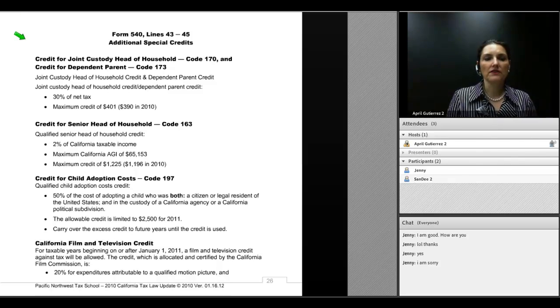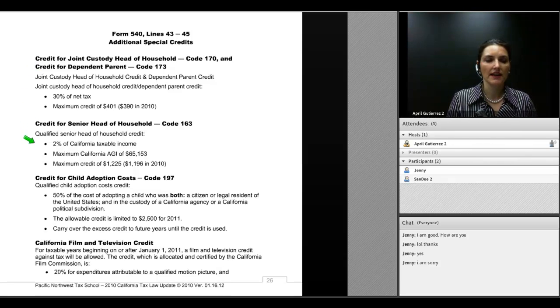Moving on, Form 540, lines 43 to 45, beginning with the credit for joint custody head of household and the credit for dependent parent. That credit has increased from $390 to $401. The maximum amount of the credit is $401 or 30% of the net tax.